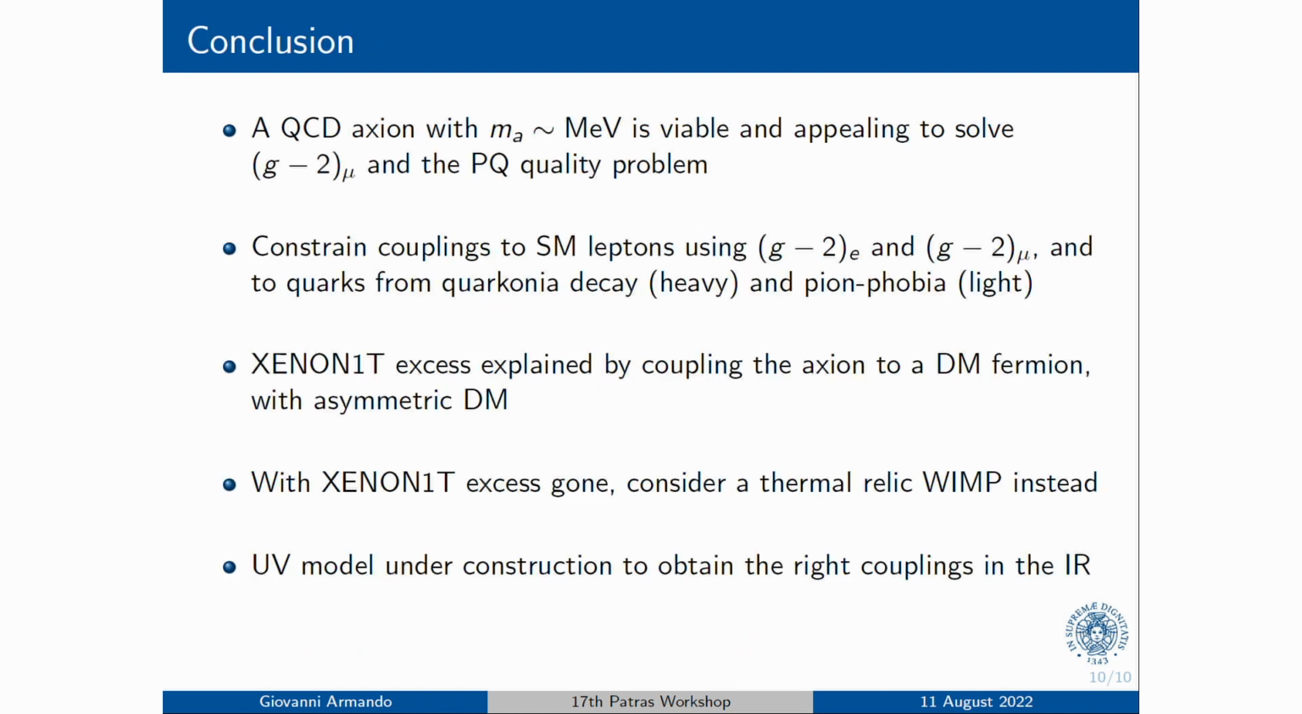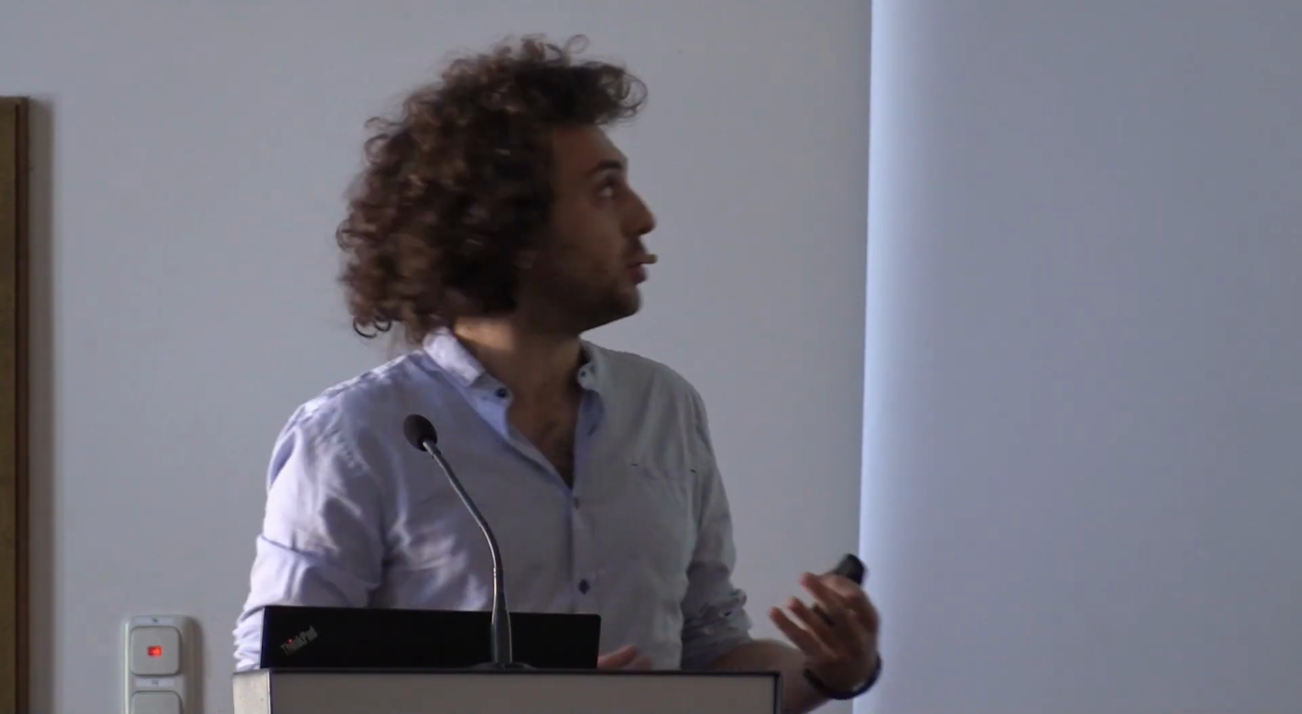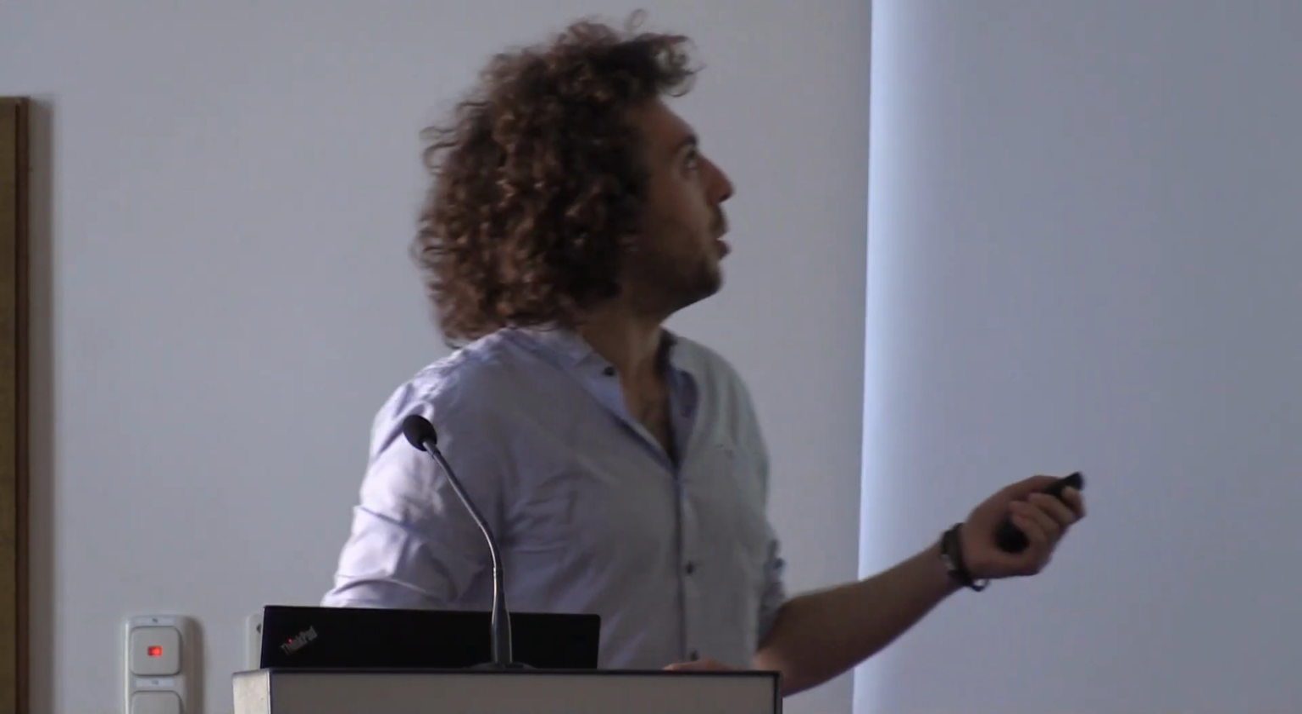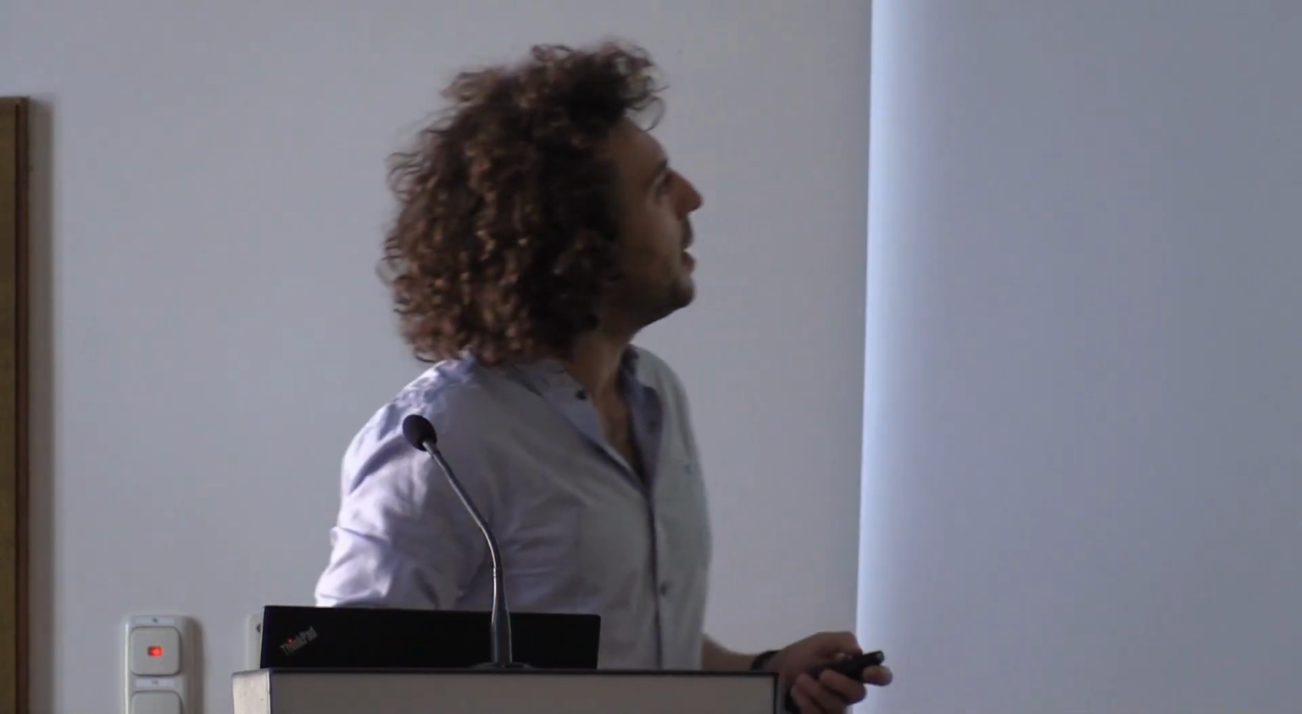So I will quickly wrap up what I said. I showed that a QCD axion with a mass in the MeV range, which is also known as a visible axion, is viable despite having very strong experimental constraints. It's particularly appealing because, on top of the strong CP problem, it allows us to potentially solve the g-2 of the muon, and moreover the Peccei-Quinn quality problem related to the high breaking scale of the Peccei-Quinn symmetry.